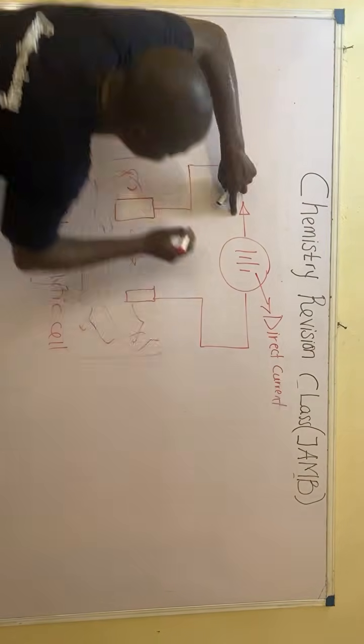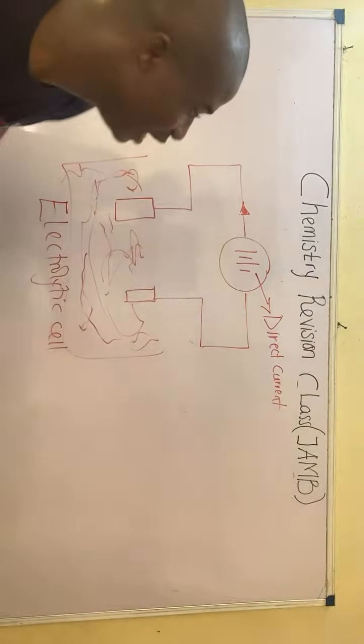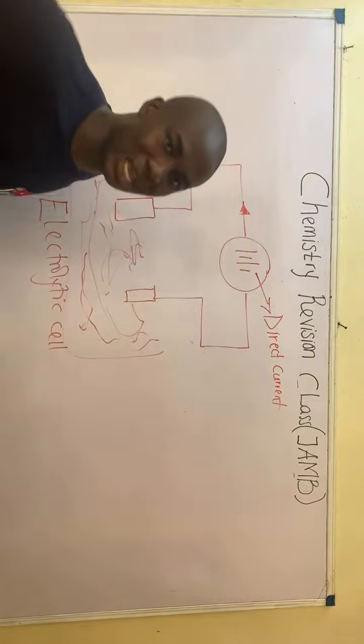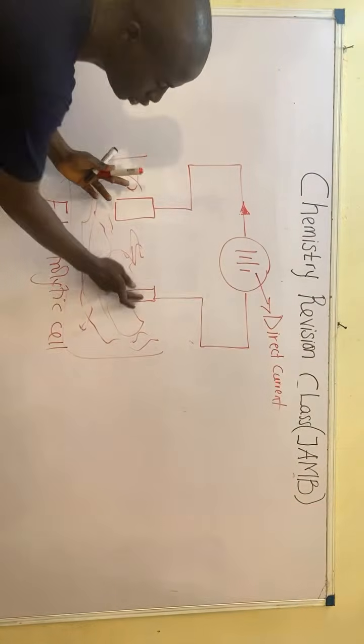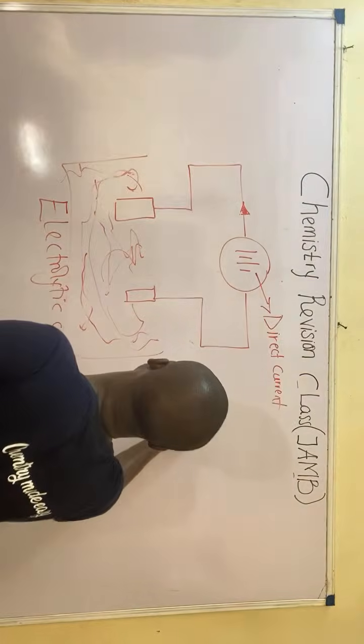And this arrow you are seeing shows that the current flows in one direction. It flows opposite the current, and then goes to these two stick-like things. They are called electrodes.